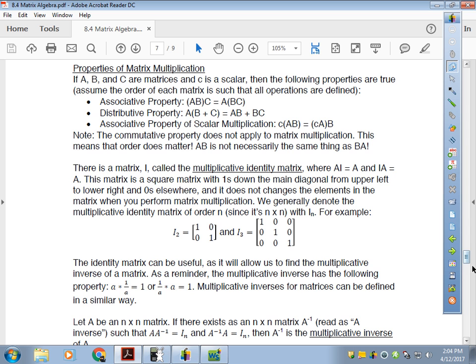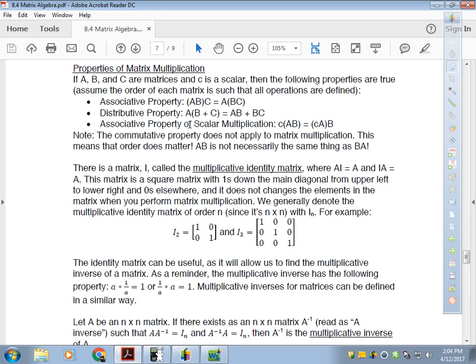So here we have some properties of matrix multiplication. If you look, you can do an associative property. If you have matrix A times matrix B and then times matrix C, you can change the order and do matrix B times matrix C and then do times matrix A. As long as you keep them in the same order, as long as it's still ABC, it doesn't matter if you do AB first or if you do BC first.